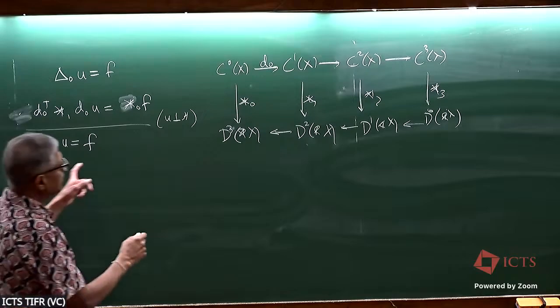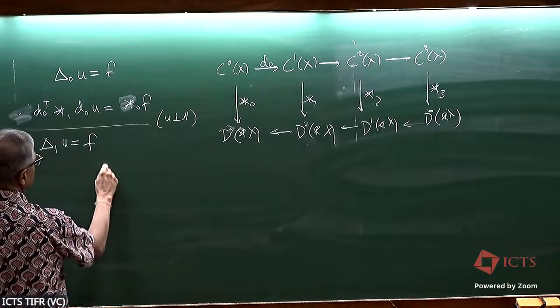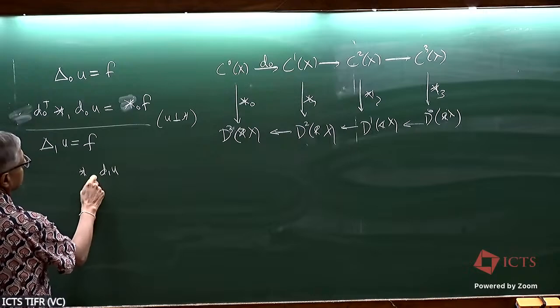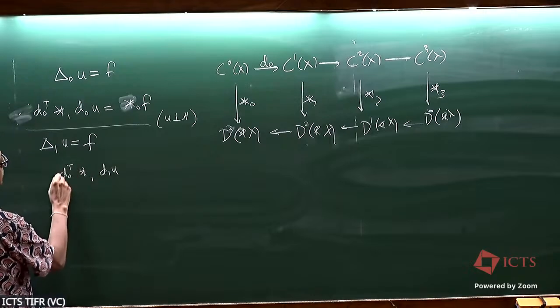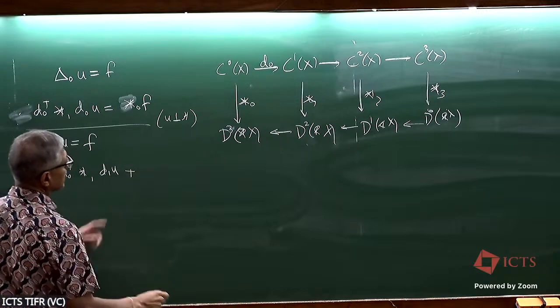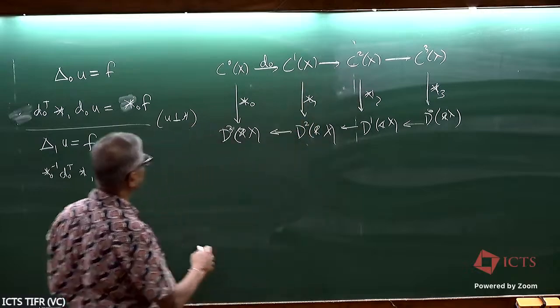And so here we can do this excursion. So this is D1, star 1, D0 transpose, star 0 inverse. So that's doing D delta. And then we want to do delta D.